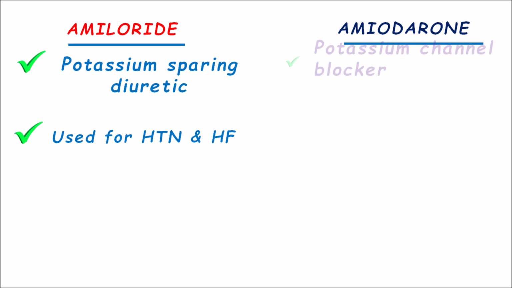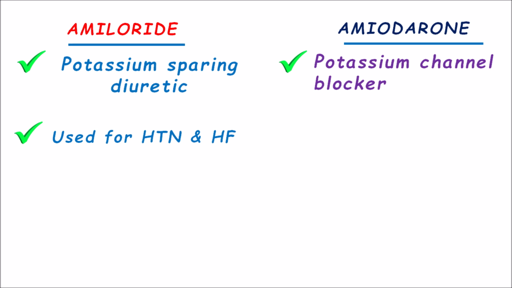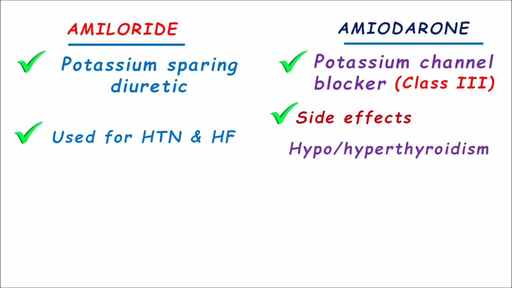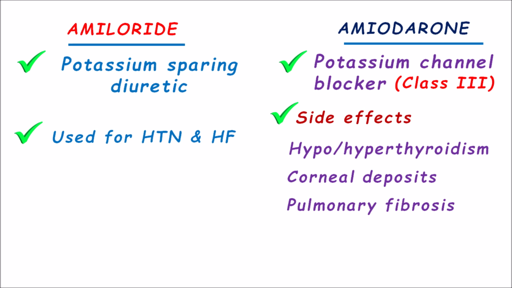On the other hand, amiodarone is a potassium channel blocker. It is classified as a class 3 antiarrhythmic agent. Amiodarone can produce many side effects. Amiodarone can produce thyroid abnormalities because this drug has an iodine moiety in its structure. So this drug can produce either hypo or hyperthyroidism. It can also produce corneal deposits, pulmonary fibrosis at very toxic doses, and it can also produce some gray to blue discoloration of the skin. All these are because of the presence of the iodine moiety within its structure.